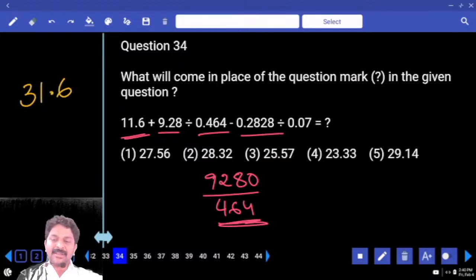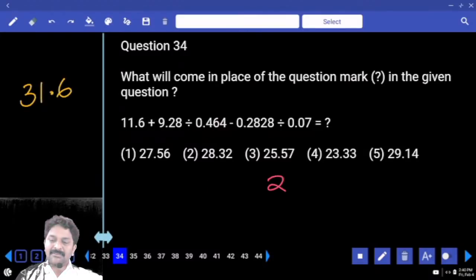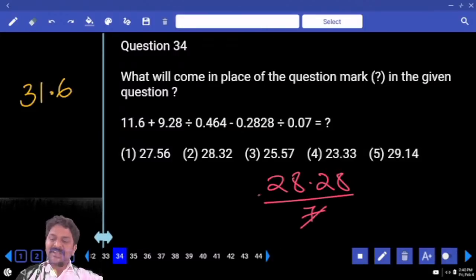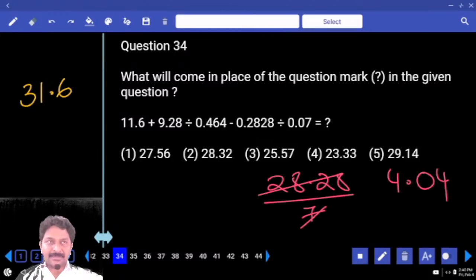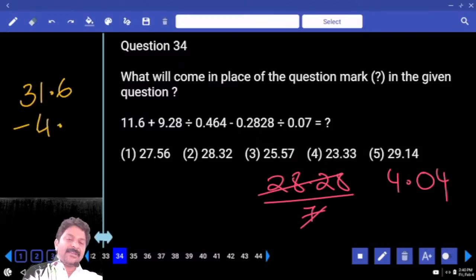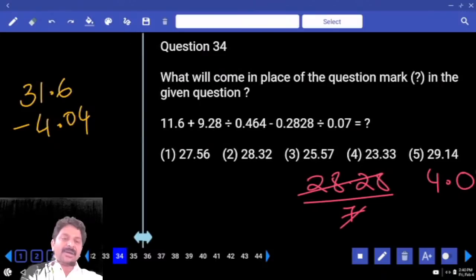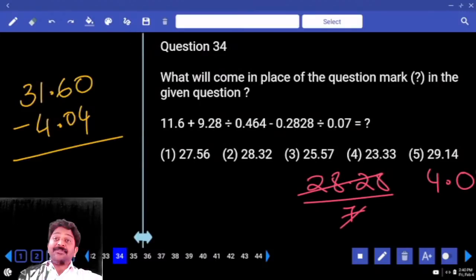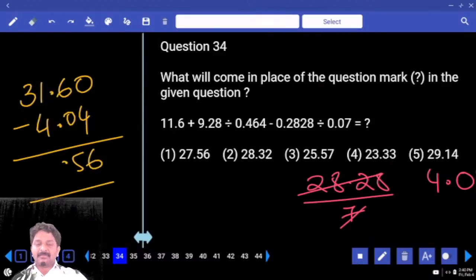31.6. So from that, so this number, the other number we can write it as 28.28 by 7. Correct? How much is that? 4 times. 0.04 times. 4 point. That must be subtracted, right? Right. The positive number is ending with 0.6 or you can treat it as 60 also. From 60 if you subtract 4, answer must end with 0.56. How many options are there? Only one.